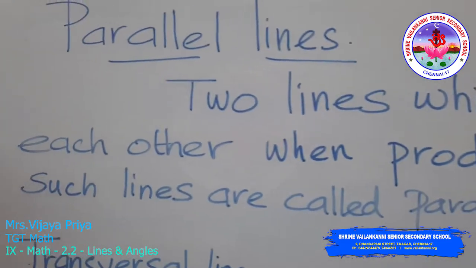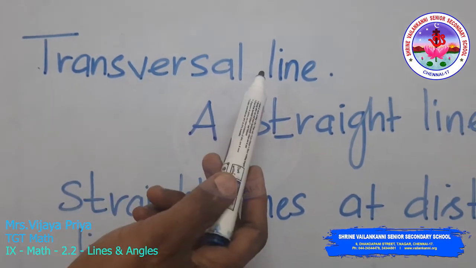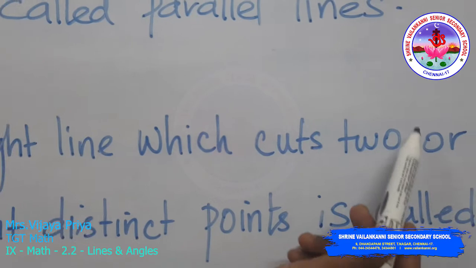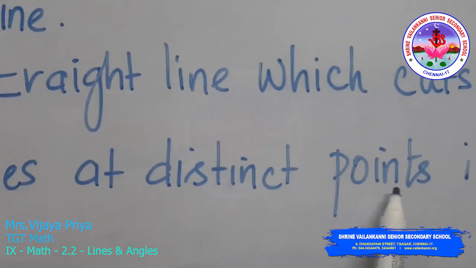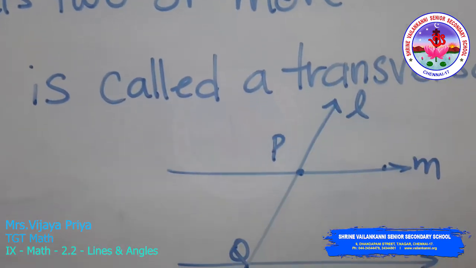Now coming to the next one, the transversal line. The transversal line is nothing but a straight line which cuts two or more straight lines at distinct points. So here this line L is called the transversal line.